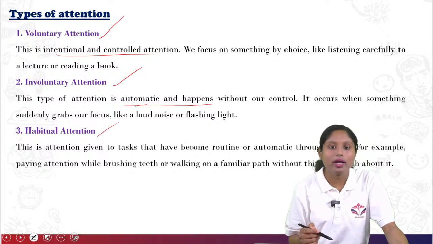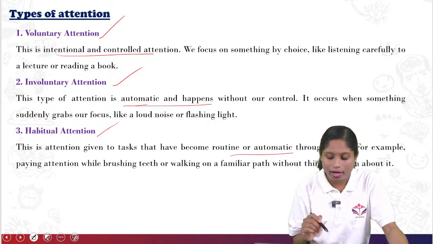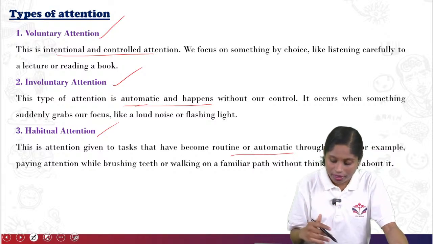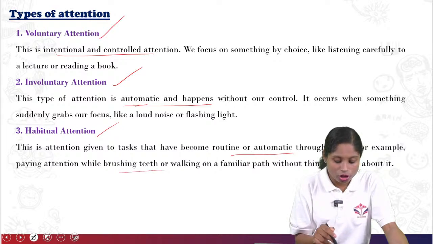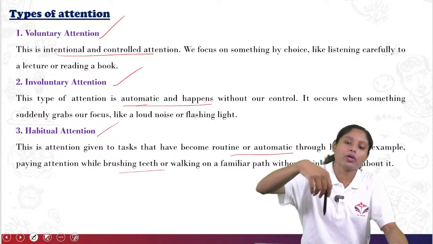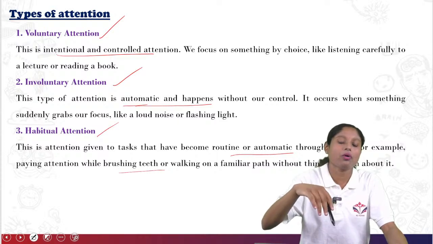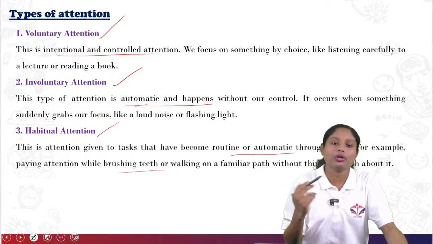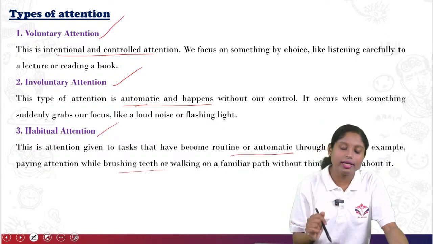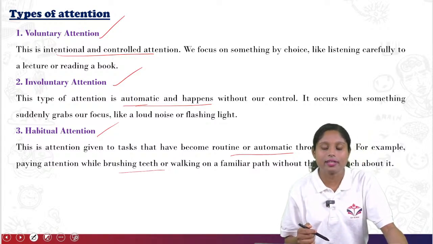Next is habitual attention. This is attention given to tasks that have become routine and automatic through habit. So it's the attention we give to things we do routinely, every day. For example, paying attention while brushing teeth or walking on a familiar path without thinking much about it. If you are walking on a path you already know, without any thinking you will walk there, or brush your teeth. That is what is called habitual attention. So these are the types of attention: voluntary, involuntary, and also habitual attention.